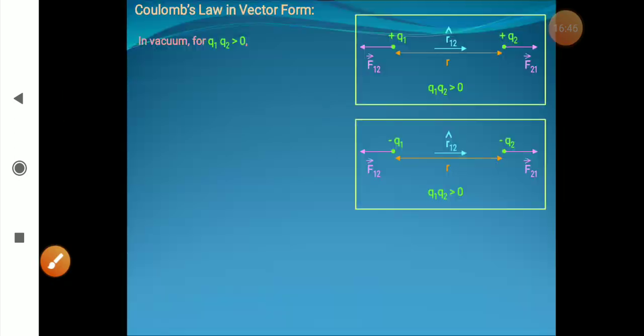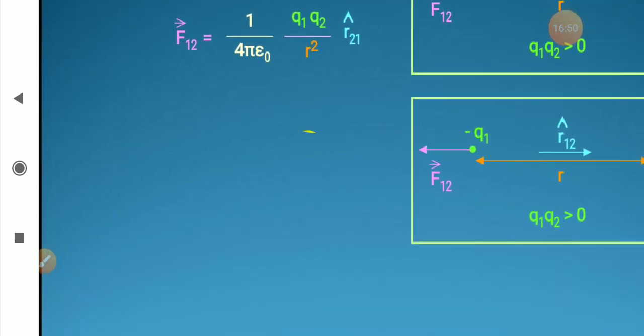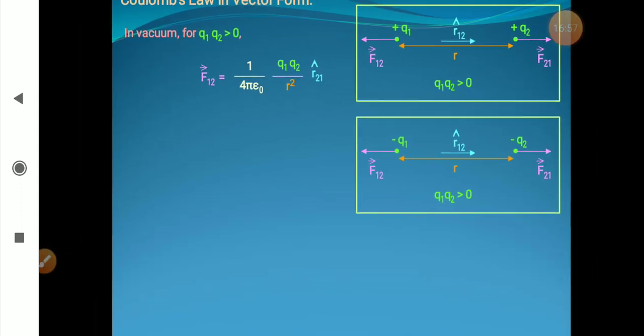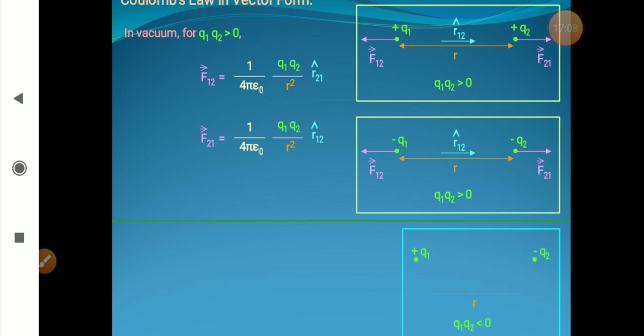So let's see its relation now. F12 is equal to 1 upon 4 pi epsilon naught Q1 Q2 upon R square R12, and F21 is just the opposite.